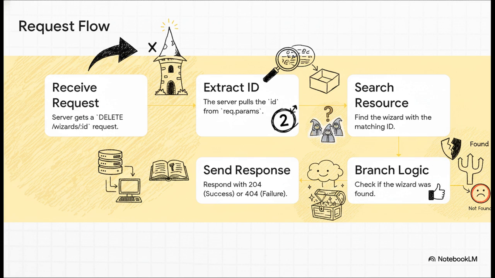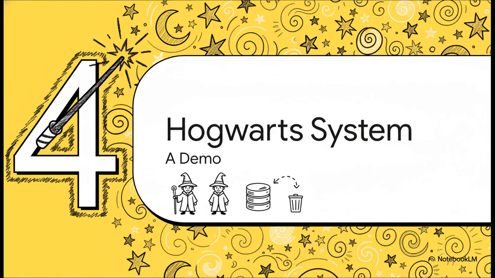And this leads to a fork in the road. If we find the wizard, we delete them and send back a success response. If we don't, we send a not found error. It's just a clean, logical process. Okay, time for a live demo. We've got a simple little in-memory database of Hogwarts students all set up.